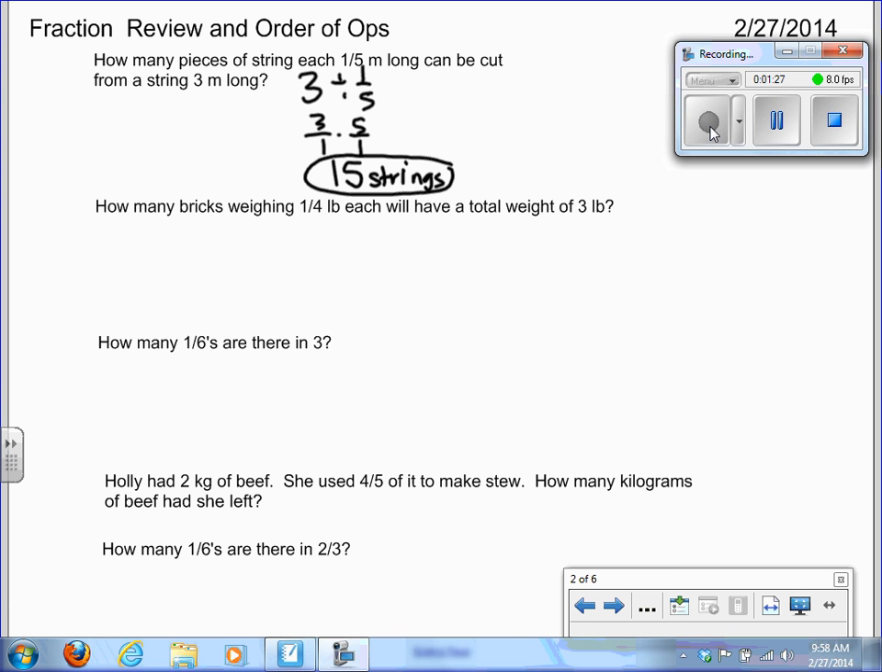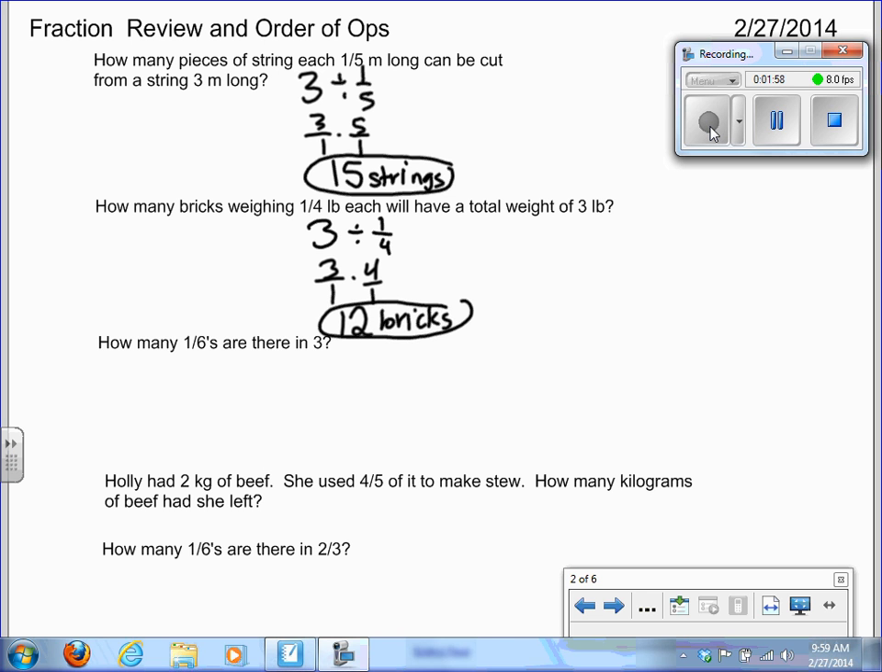Who can give me the division problem? Richard. 3 divided by 1/4. 3 whole pounds divided by 1/4. How many 1/4 are in 3? Okay, rewrite it with the reciprocal. Clayton. 3 over 1 times 4 over 1, which equals 12. Okay, 12 what? 12 pounds or 12 bricks? 12 bricks.